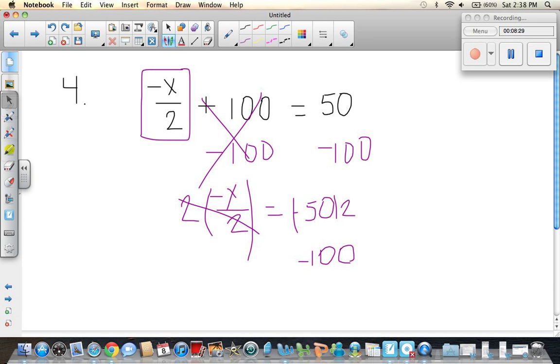When you multiply -50 by 2, we get -100. And then on the right side, we're left with a -x, which is really a -1x. The coefficient is a -1 when you have a -x. -1 divided by -1 is 1. So we're left with x on the left side, and on the right side we get 100. So your answer to this problem is a positive 100.